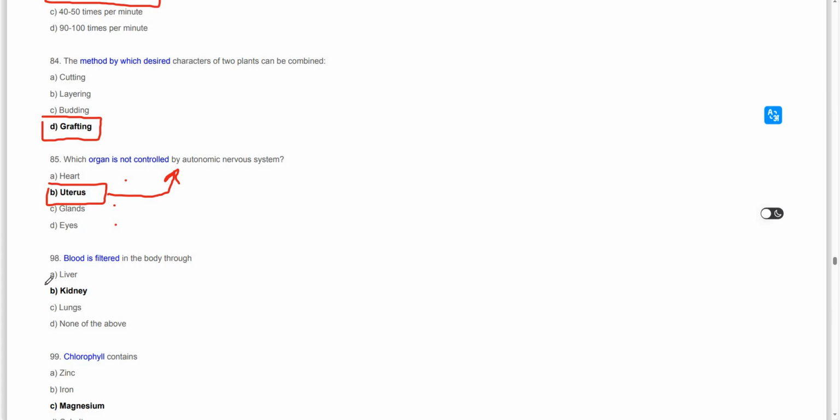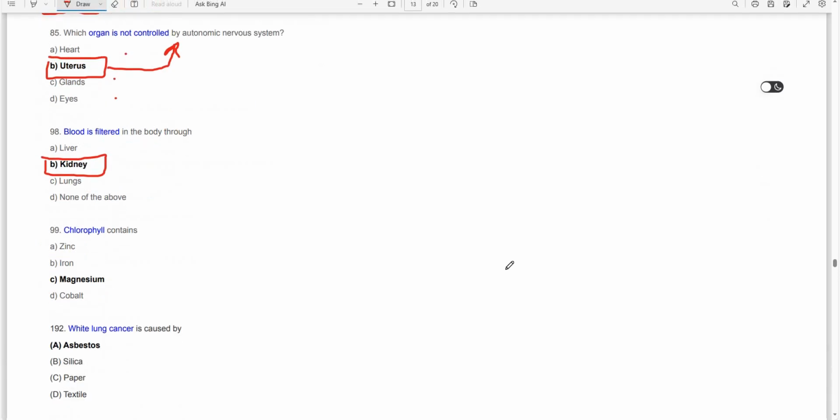Blood is filtered in the body through the kidney. It's a very simple question. Moving on to the next.